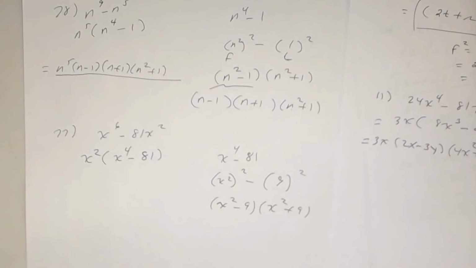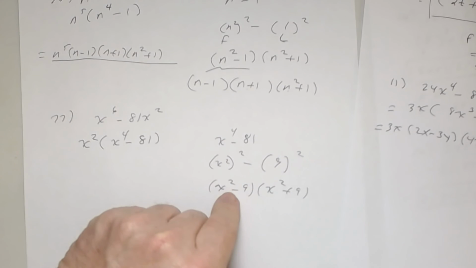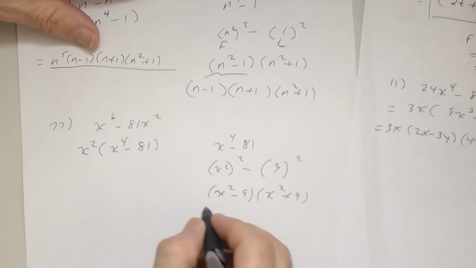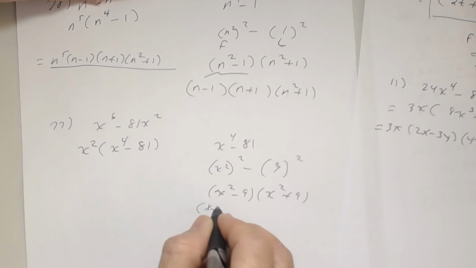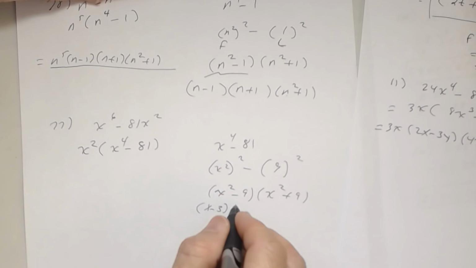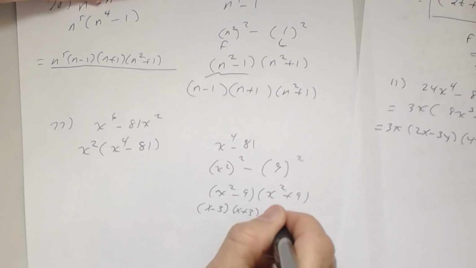Okay, can you go any further with any of these two factors? Yes, which one? First one, because that's a difference of two squares still. So how do you factor that? Not x minus 9, 3. x minus 3 times x plus 3. Times what?